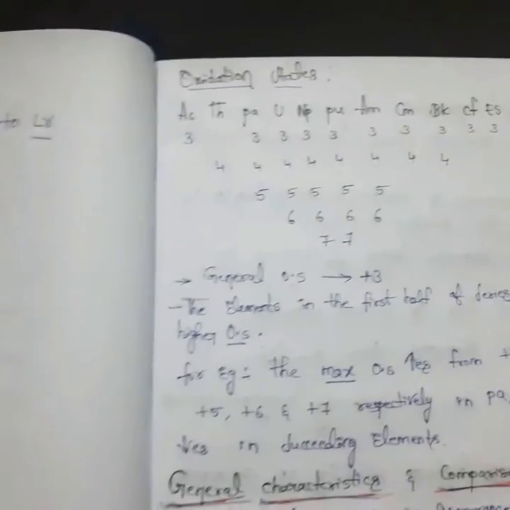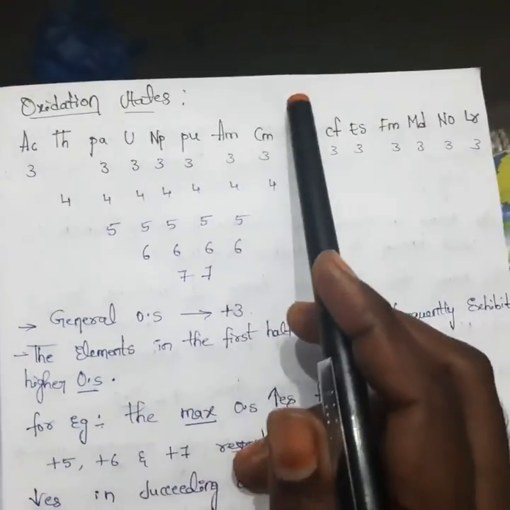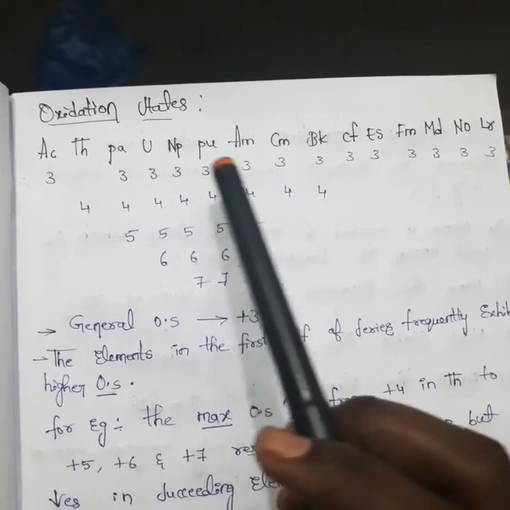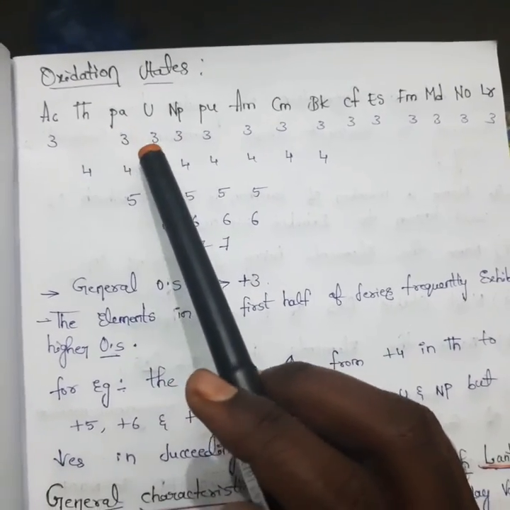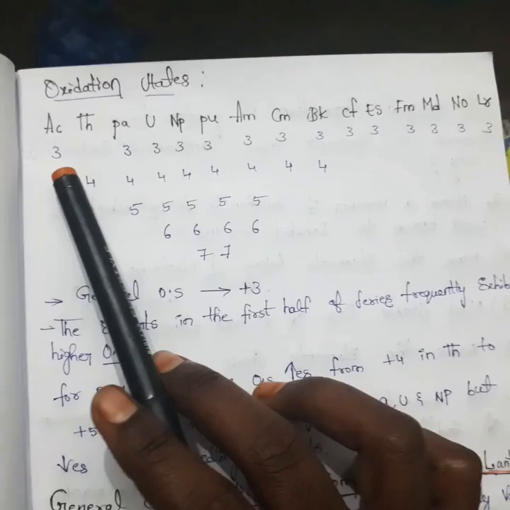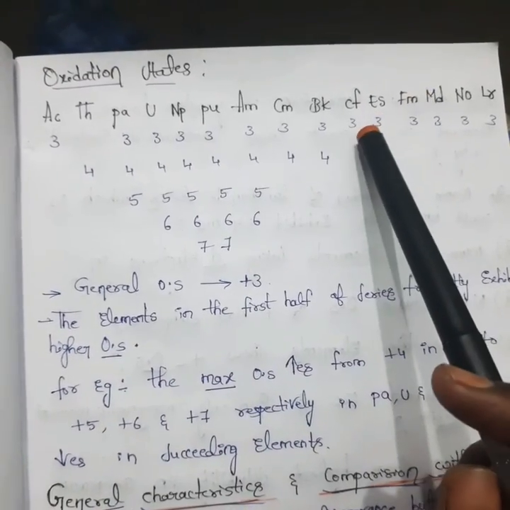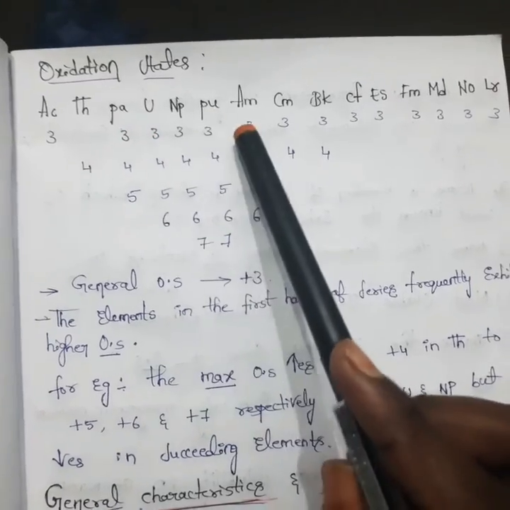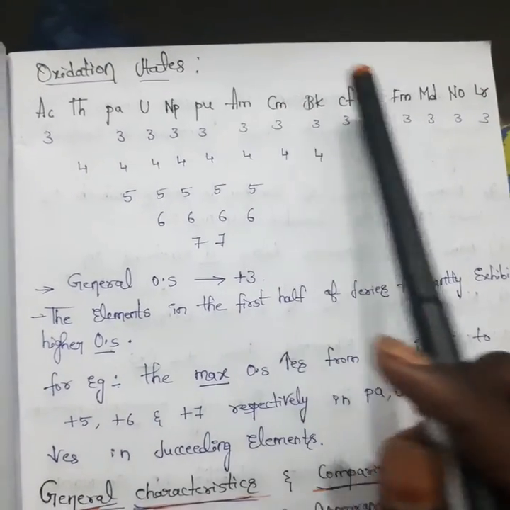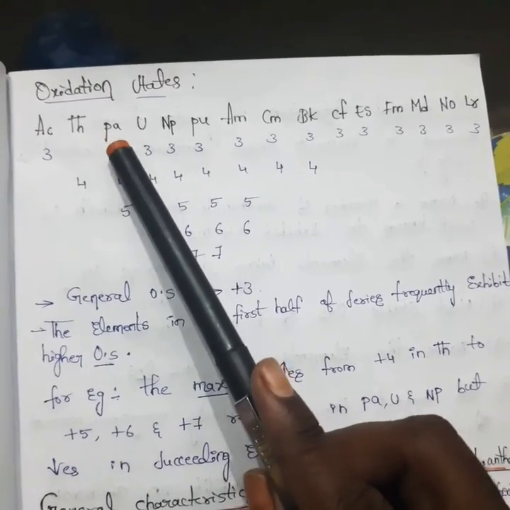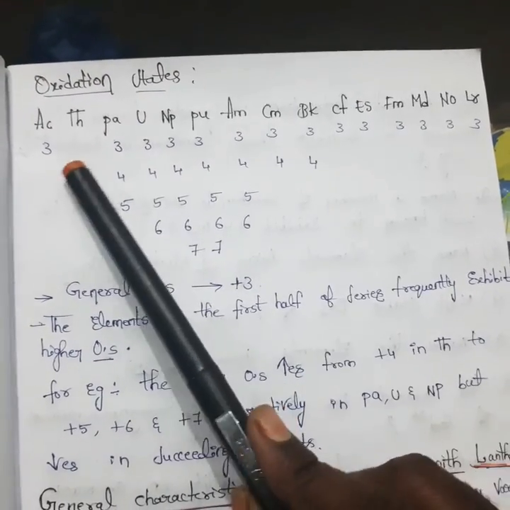Next, oxidation states. These are the oxidation states. Just for our convenience, I have written them like this, because it is very easy for us to remember the oxidation states exhibited by these actinoids. Already I said that the most common oxidation state of actinoids is also +3.